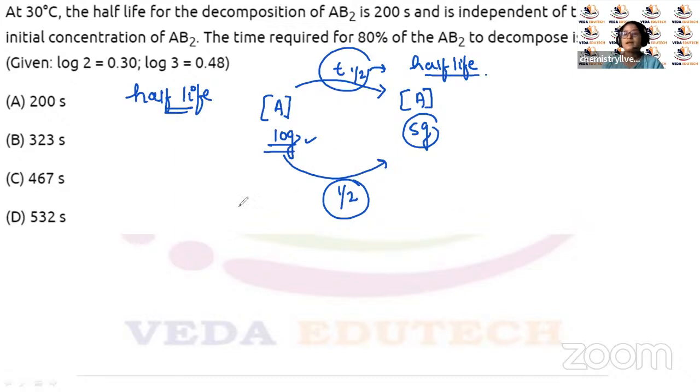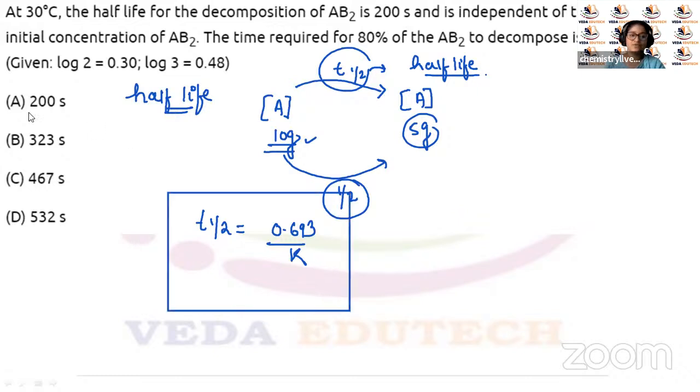Now, T half has a formula: 0.693 by K for first order reaction. T half has a formula of 0.693 by K. This is for first order reaction.